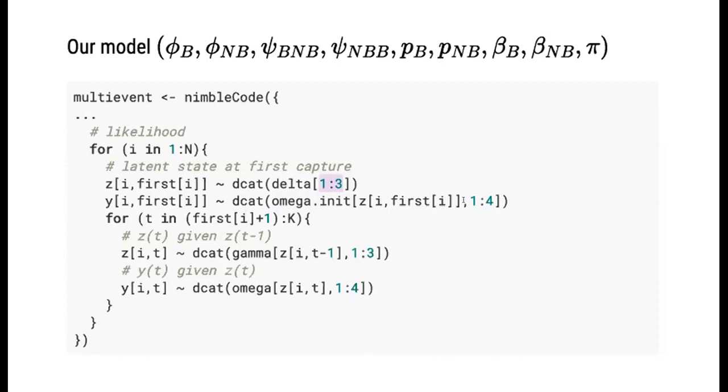Okay, and then once you've dealt with what happens at first encounter, initial state, and the observation, the fact that detection is one, you describe what happens for subsequent sampling occasions, so from first detection plus one up until the last sampling occasion. So you have the dynamic of the states here, the z given the state at t minus one, and you have what happens to the observation given the state at the same sampling occasion. And you use the gamma matrix and the omega matrix, the transition matrix and the observation matrix. Okay, right.